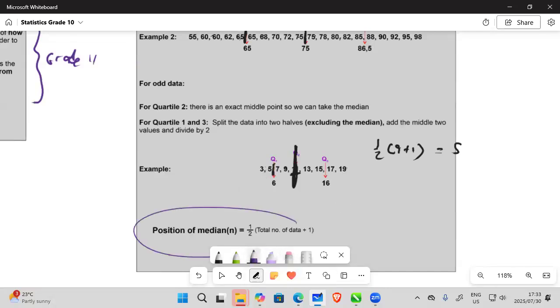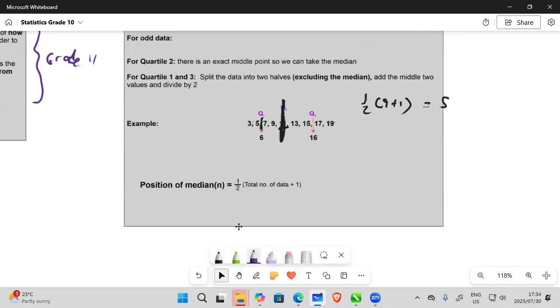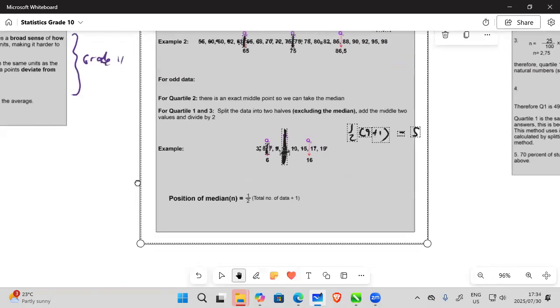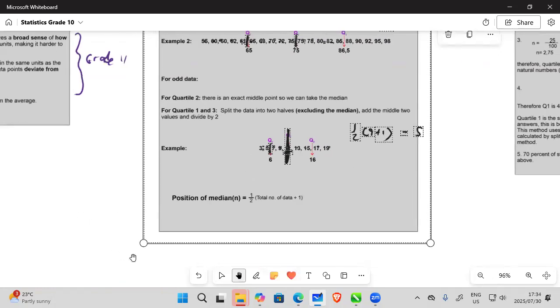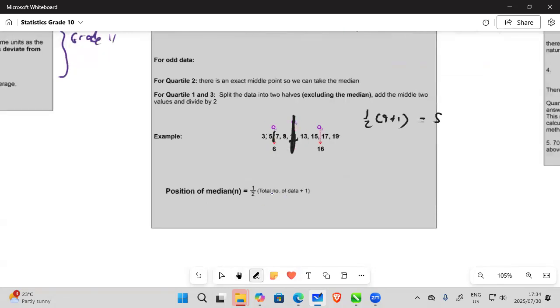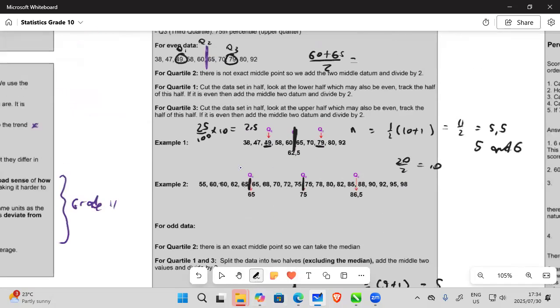So here's a nice useful formula. The way we remember this is: the position of the median is half the total number of the data set plus 1. The position. If I look at the first one, I had 10. It'll be half into 10 plus 1, which is equal to half into 11, which is equal to 11 over 2, which is 5.5.